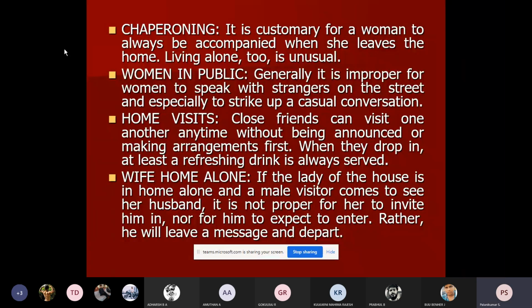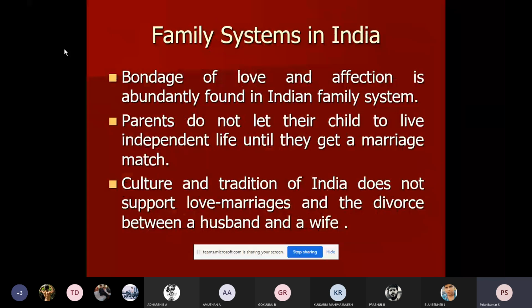And home visits: close friends can visit one another anytime without being announced or making arrangements first. But in Western culture, unless you inform well in advance, your home visit to a particular friend may not be received properly or well. When they drop in, at least a refreshing drink is always served. So we have a wonderful tradition and system, especially family systems, in India.